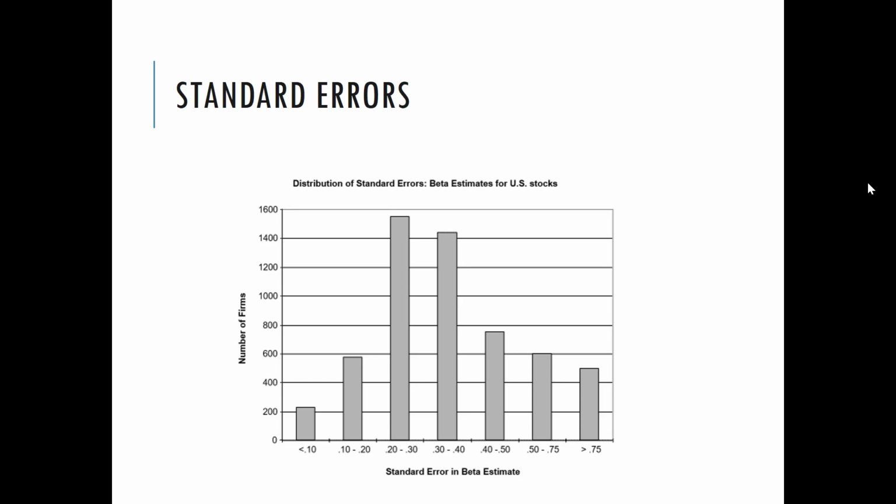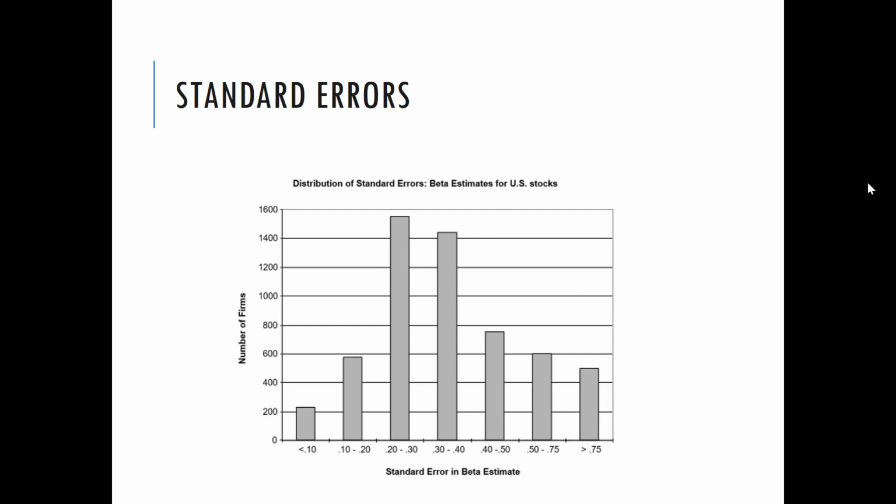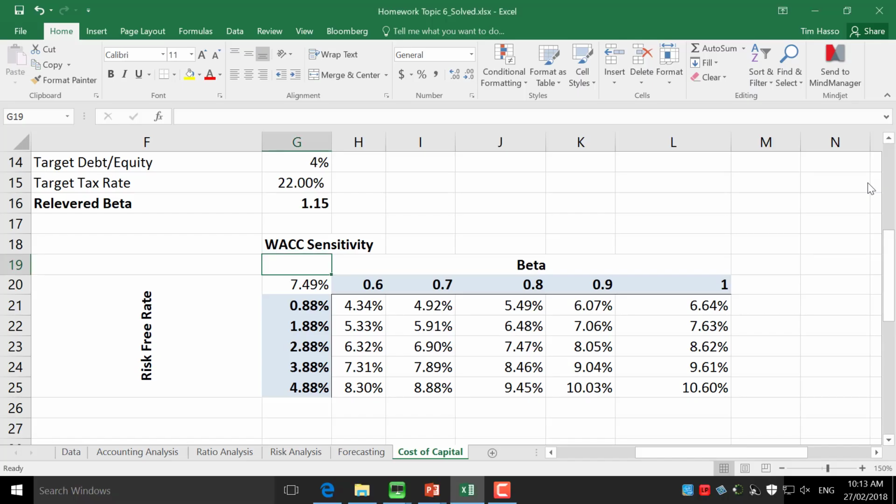Basically, what this highlights is that beta is a horrible number, and you really should never use beta in a way that you're certain about it. You should always be somewhat uncertain about what it is, which means that whenever you do evaluation, you should always do some form of sensitivity around the beta.